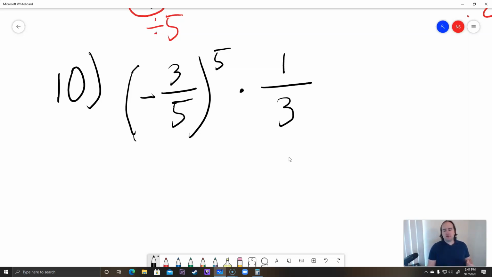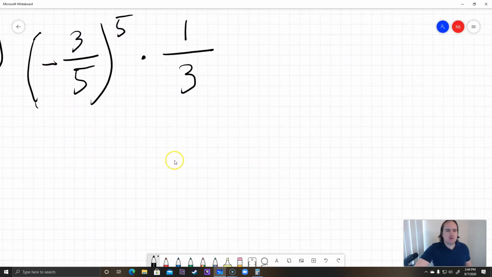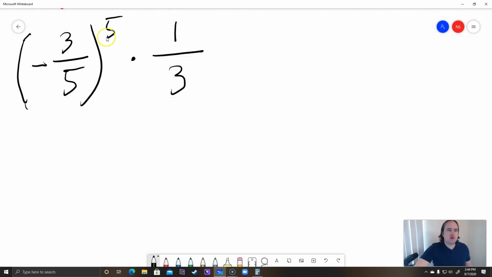So this is definitely your hardest problem in your homework that actually has multiplying, because first of all we have this exponent, and then second of all it's a big exponent, and we also have a minus here. But remember that an exponent like this actually means that you multiply it times itself that many times. So because here the exponent is 5, that means we're going to have negative 3/5 times itself 5 times.